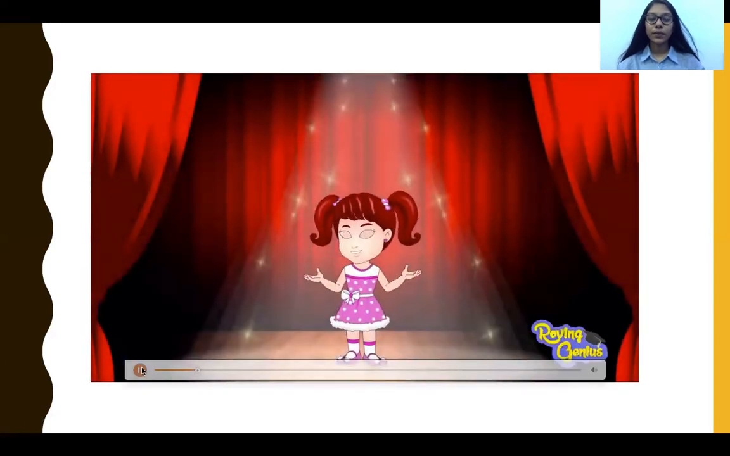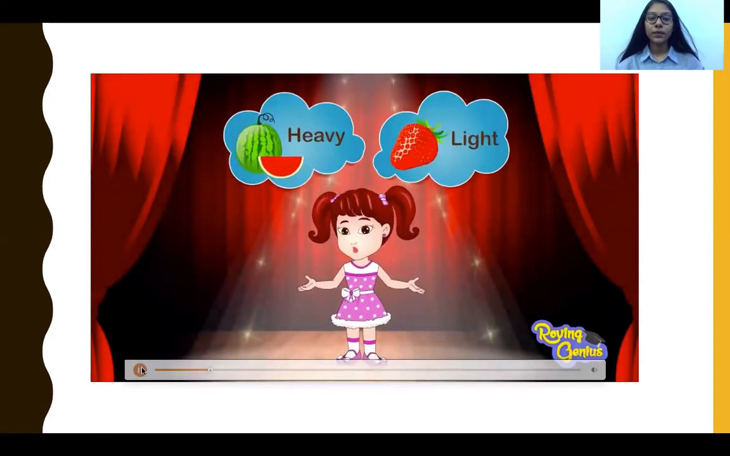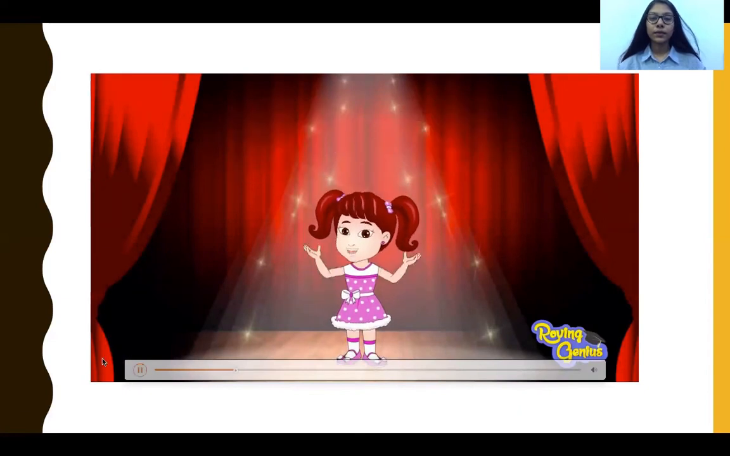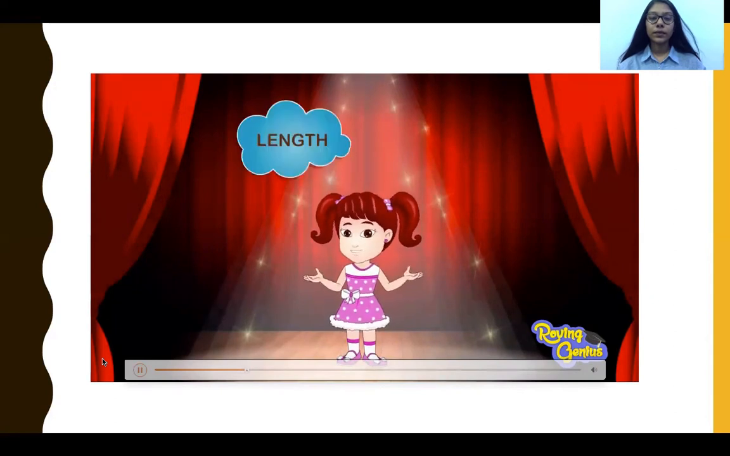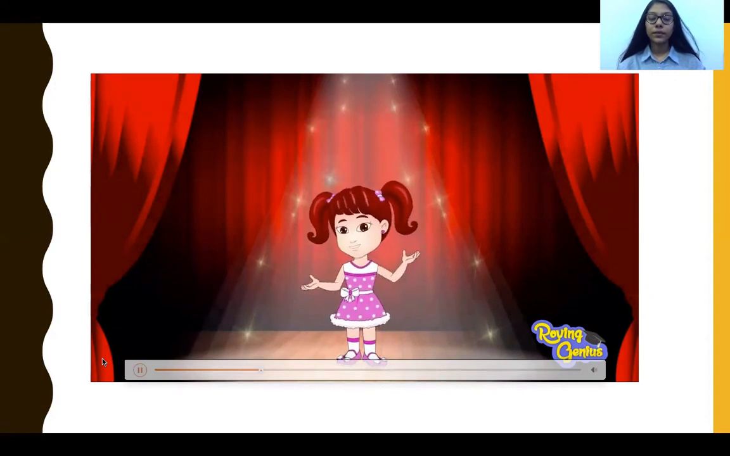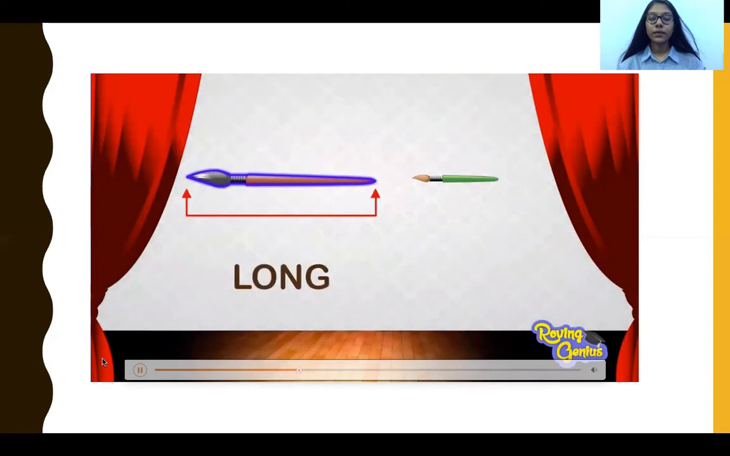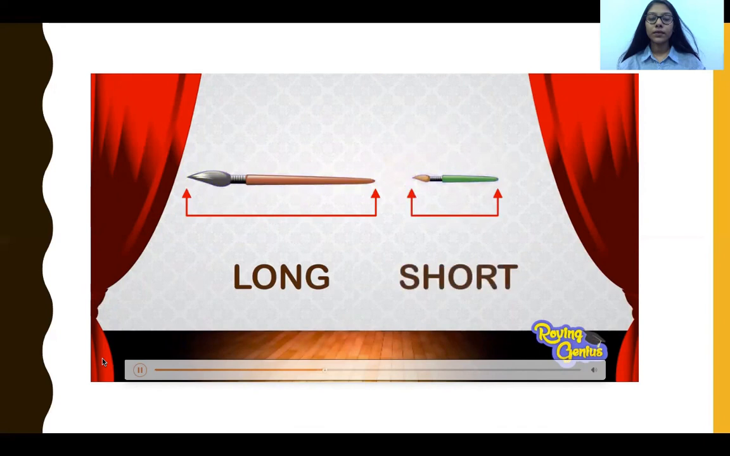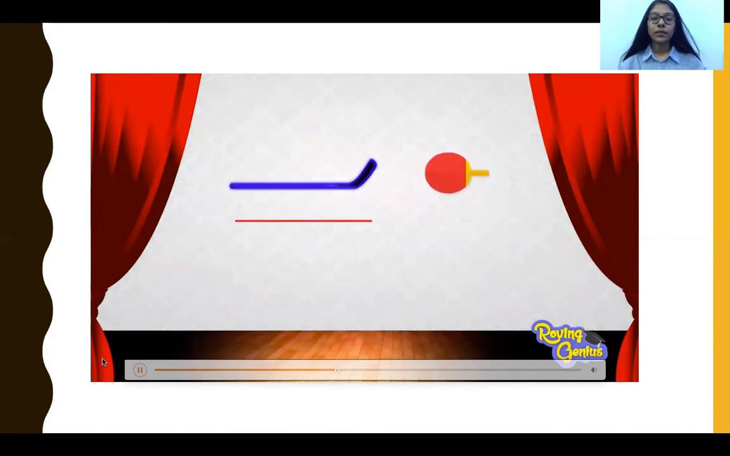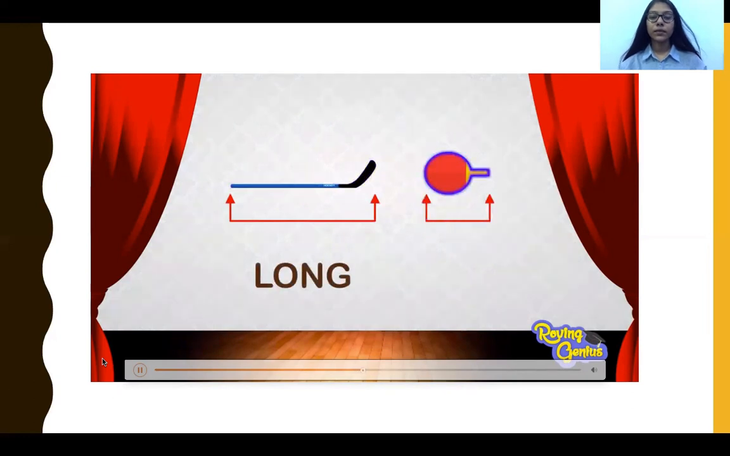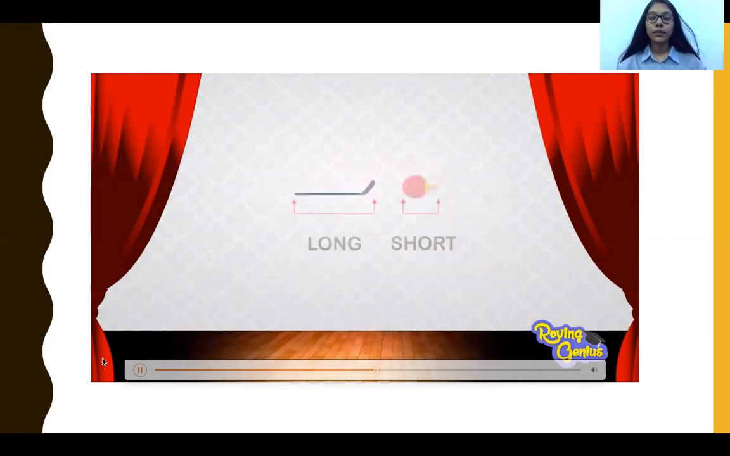Hey friends! Last time we learned how to classify objects based on their weights. Today, let's compare objects using their lengths. Look at these paintbrushes. This paintbrush is long, whereas this paintbrush is short. A hockey stick is long, and a table tennis bat is short.